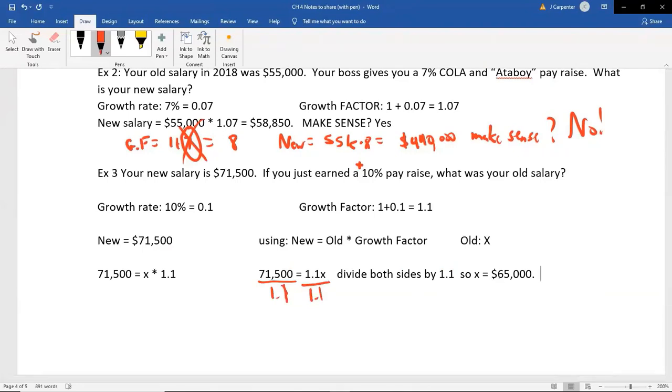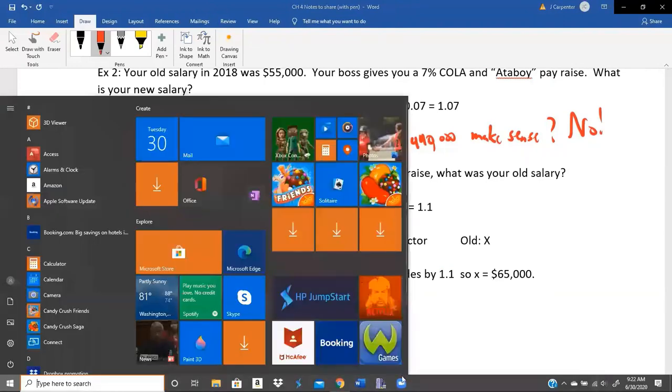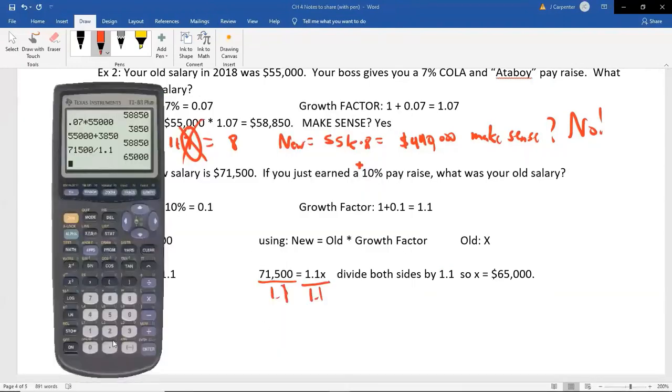So check this out. Let's show a couple ways this could have been done wrong. Let's say you just multiply them, 71,500 times 1.1. Well, let's just do this exactly like the last one and multiply them. You get 78,000 and some change. How would you have made 78,000 in the past, get a 10% raise, and now make 71,500? That doesn't make sense.